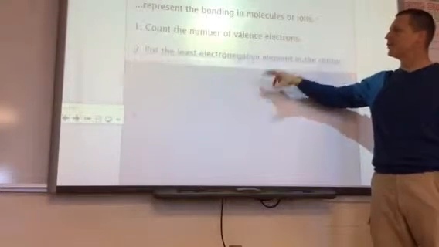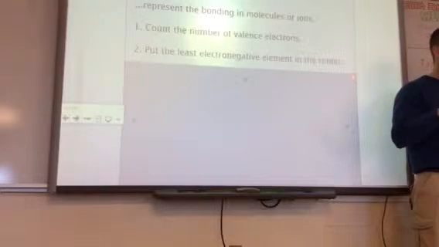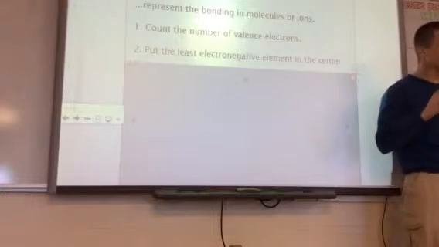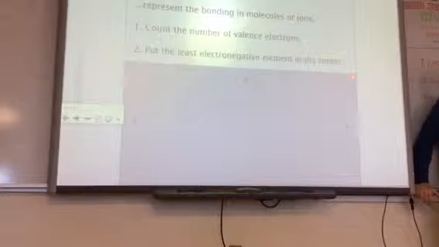The next thing is, we have to start putting our structure together. You're going to take the least electronegative element and put that in the middle. The least electronegative element goes in the middle. So we know the trend for electronegativity. As we go down and to the left, electronegativity goes down. So we want the farthest element down and left to go in the middle.